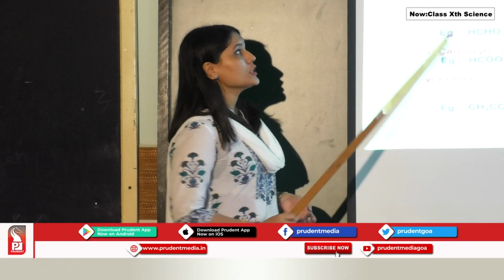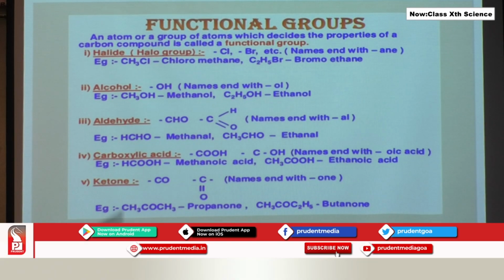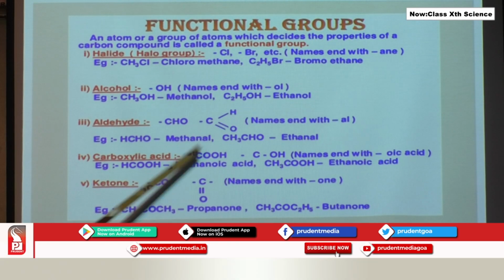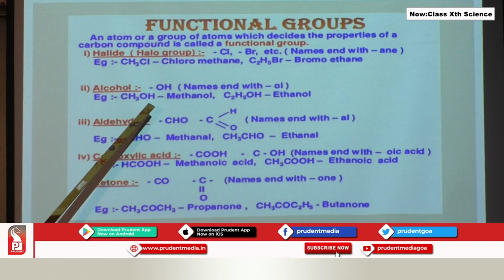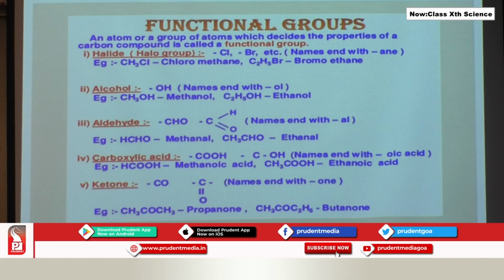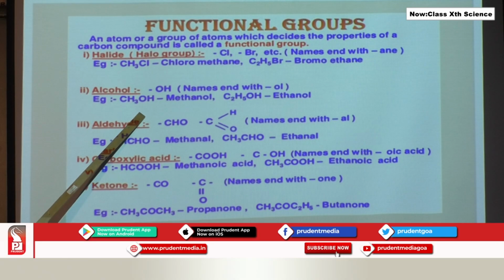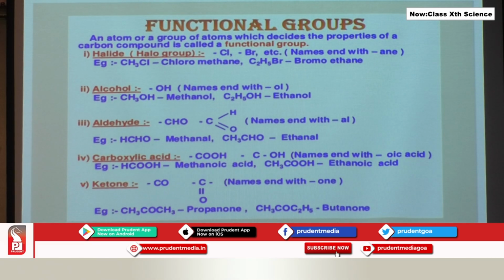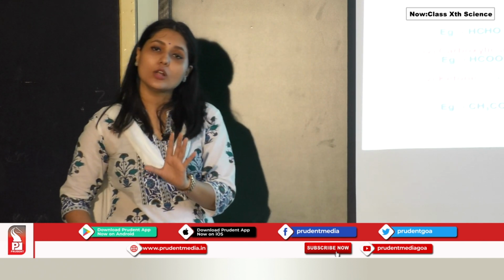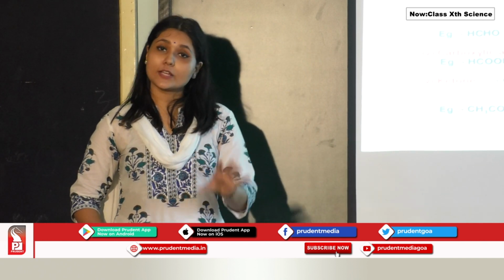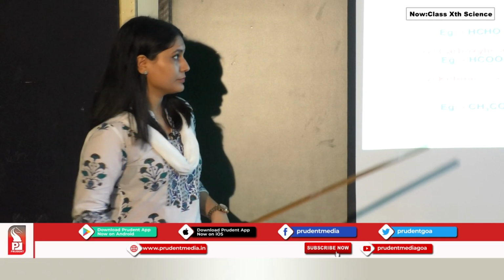The second functional group that we have is alcohol. The functional group of alcohol, first of all the name is going to end with ol and the formula is OH. The bonding to the main carbon compound is going to take place via a single bond. So here see your example, it will be pronounced as methanol, ethanol, propanol, butanol and so on. So whenever there is an alcohol group which is being attached to your main carbon compound, the name ends with ol.